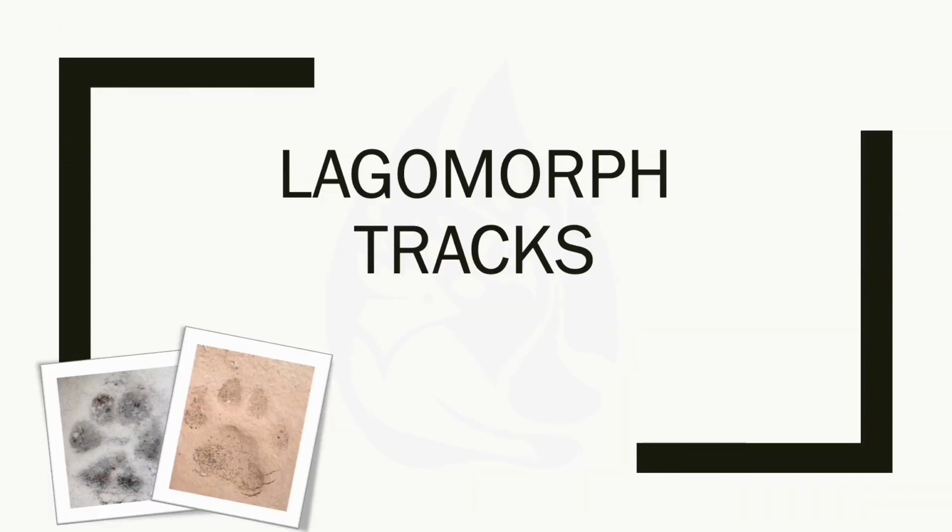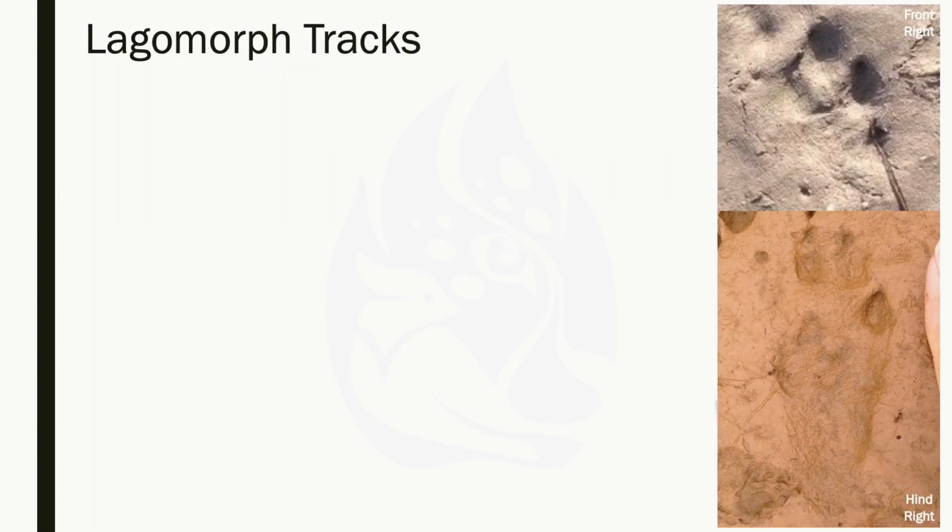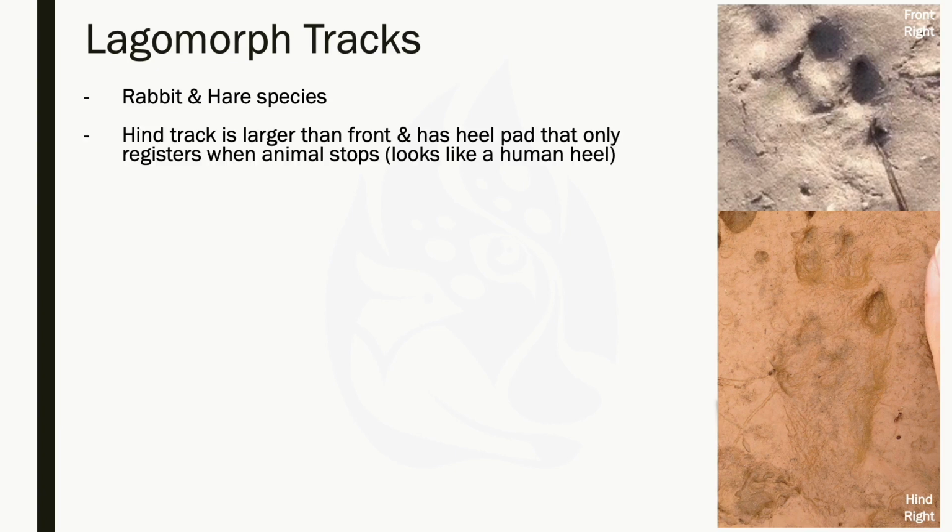Let's take a look at lagomorph tracks and the key features you want to look for to recognize them and distinguish them from other species. So lagomorph tracks refers to any sort of rabbit or hare species. A lot of people use those interchangeably. They are different species, but for our sakes, they have the same track features and characteristics, so we can lump them together. And first thing we want to note is that the hind track is always going to be larger than the front.